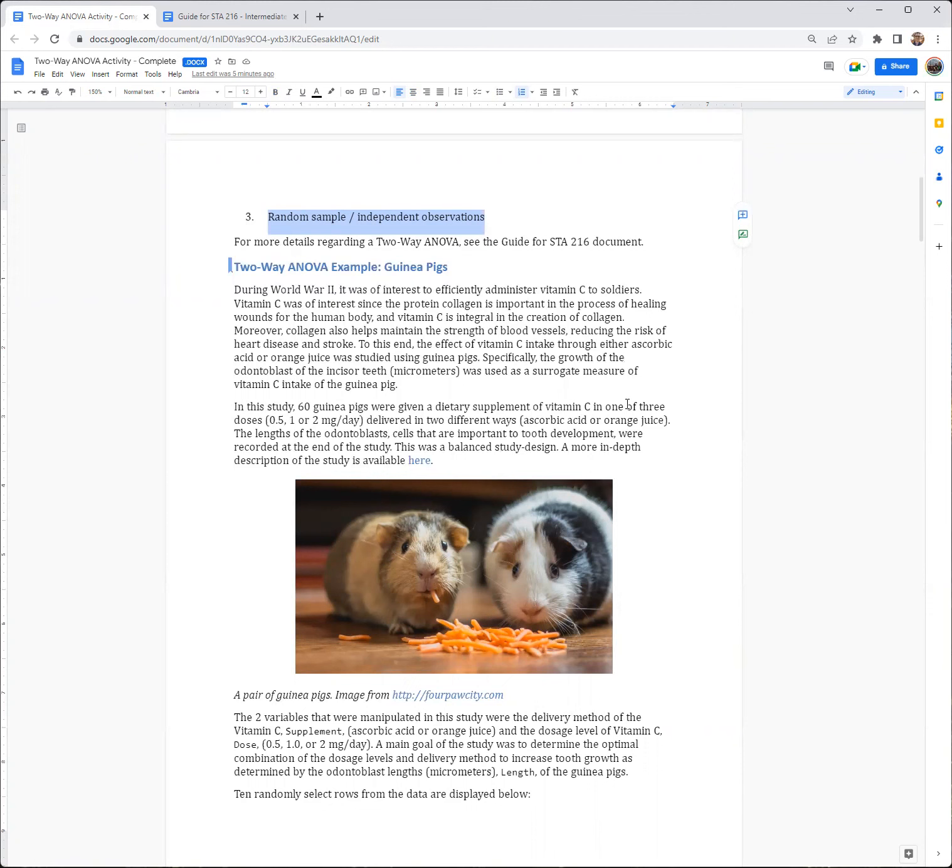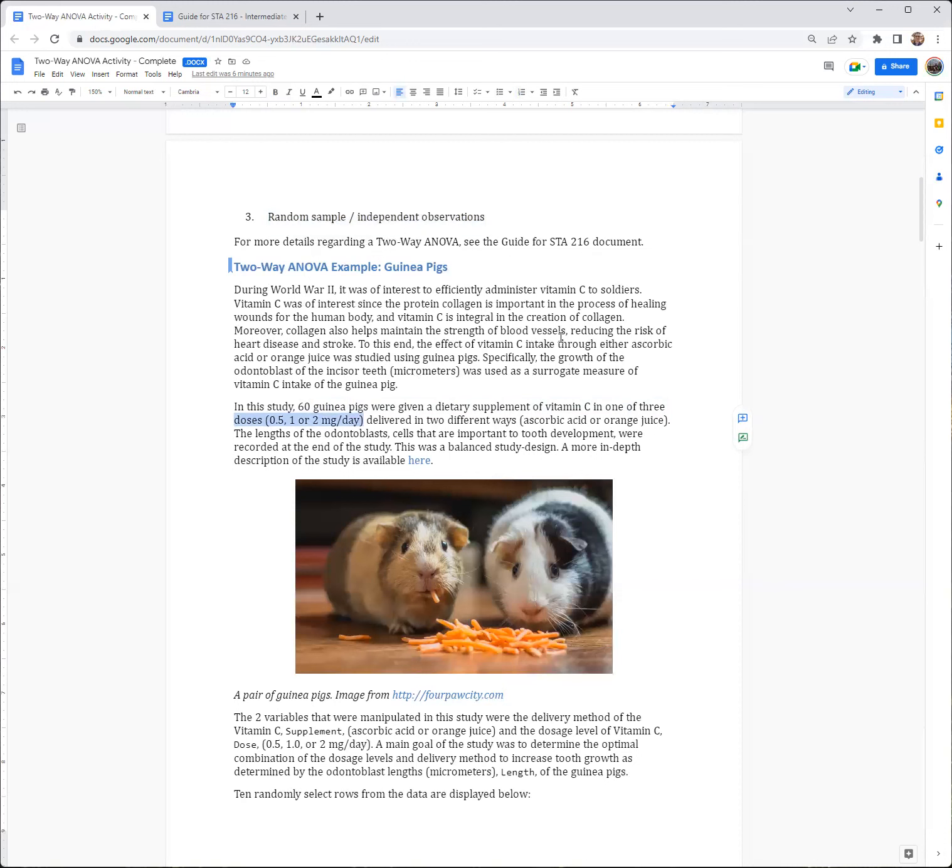So two supplement types or methods were considered: giving ascorbic acid, which was essentially a vitamin C supplement, like a pill, or traditional orange juice. So those are two different modalities or two different methods for giving the vitamin C. And then within that, we had three different dosage levels of each of those that were considered as well. Either 0.5 milligrams, 1 milligram, or 2 milligrams per day of either ascorbic acid or orange juice.